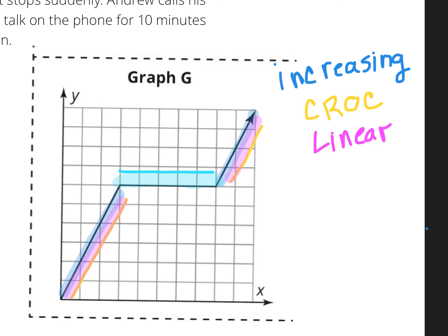I'm going to actually write it over this little segment here. So it's not going to be a constant rate of change because the height isn't actually changing. It's staying the same for that amount of time. It is, however, still linear also because it does make a straight line. It's just that it's not a constant rate of change.